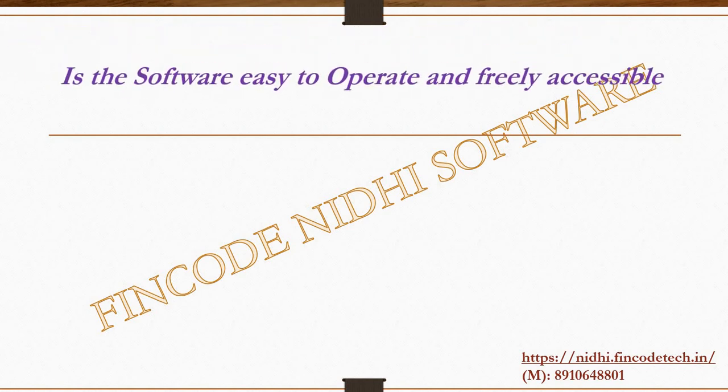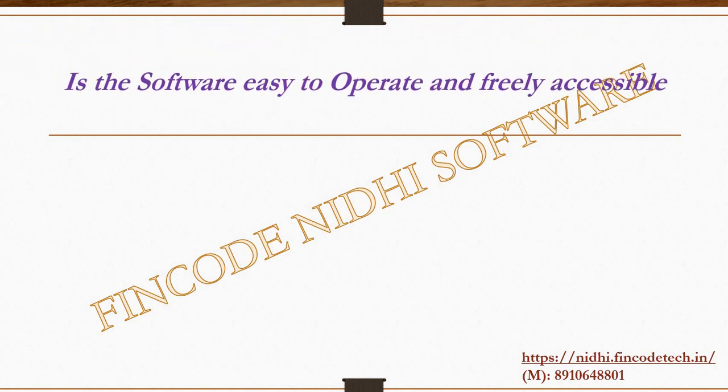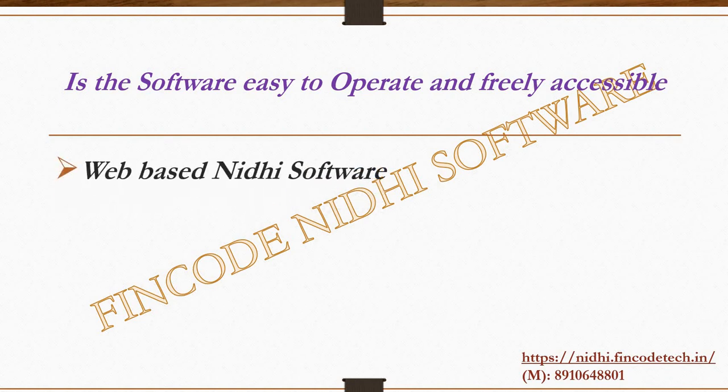Coming to the second most important question before you go and buy the software: is the software I am going to purchase easy to operate and freely accessible or not? Guys, whenever we say a software should be easy to operate and think if my employees will be able to access it successfully, two things come to my mind. First, the software should be a web-based software, which means I should be able to access it from anywhere, whether at home, office, or any other location.